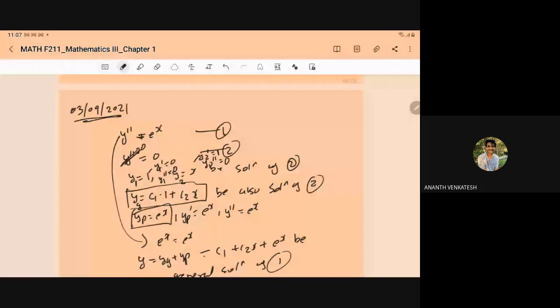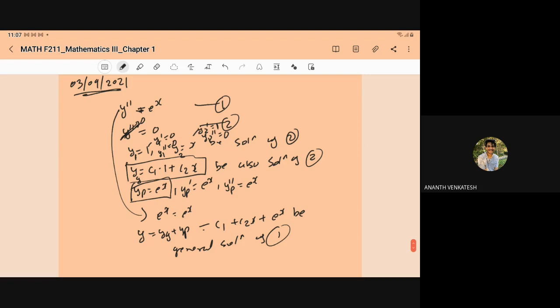Then we take yp, a particular solution, e to power x. So we check whether it is a solution or not. So yp dash is equal to e to power x, yp double dash is equal to e to power x. So when we put this in the main equation, or complete equation, or non-homogeneous equation, you will get e to power x is equal to e to power x.